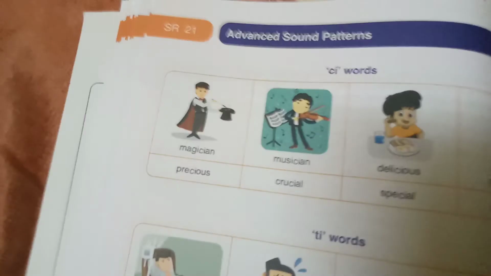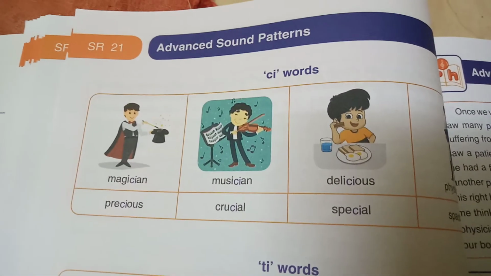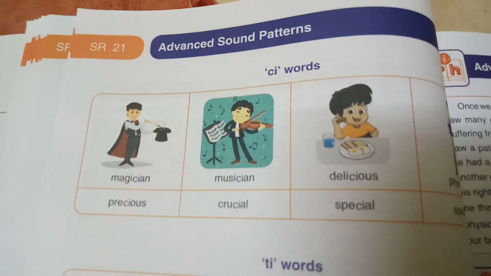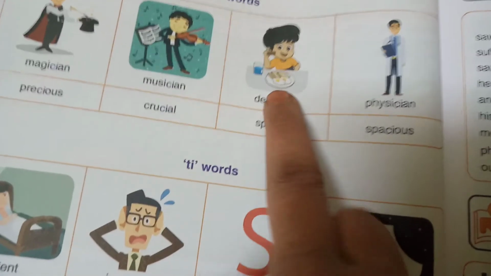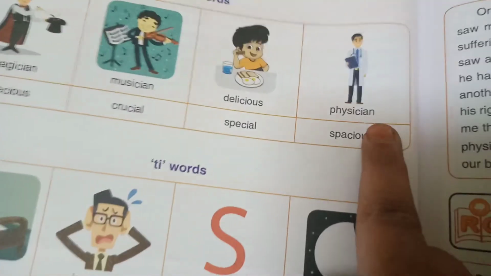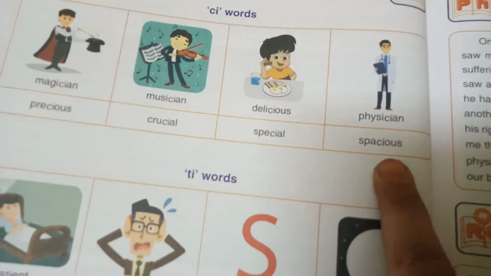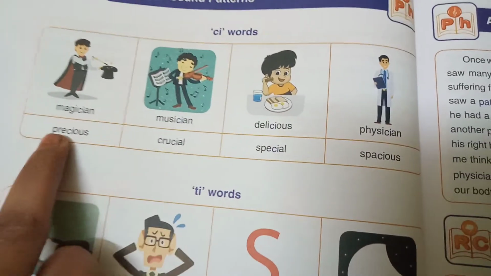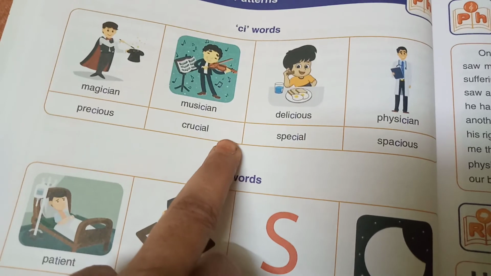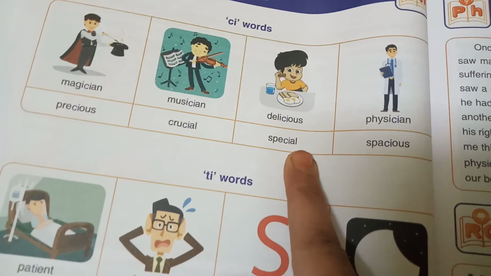And one more sound pattern is there. You have to go through that one. That is CI words. Magician, musician. That is also sha sound is coming. Delicious, physician. Precious, crucial. Special, spacious.